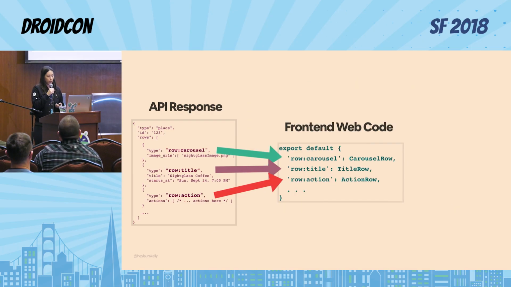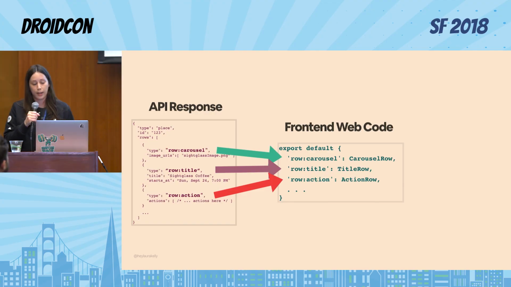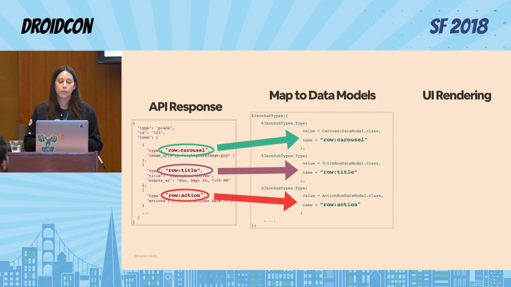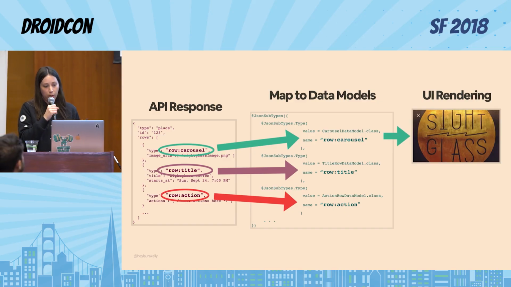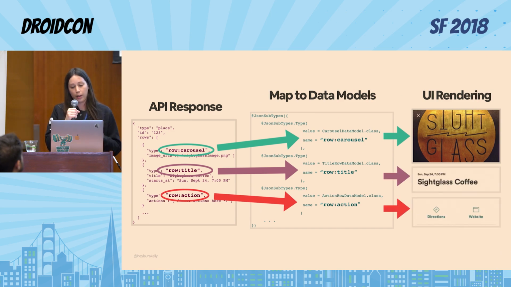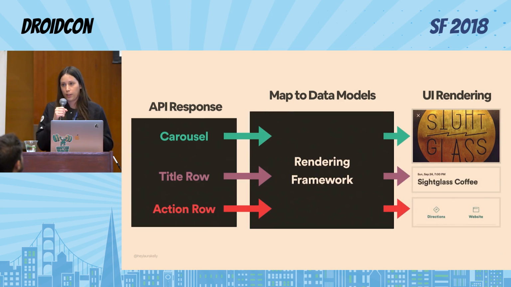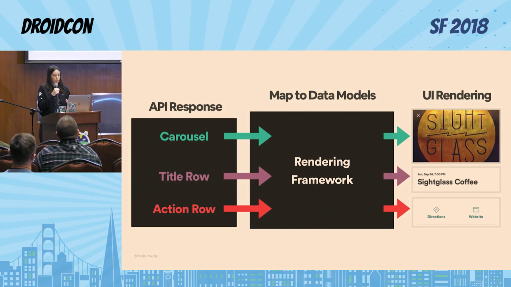Very similarly, this works pretty much the same on our front-end web code. It has a similar mapping. So once the client parses the API response into data models, they're then sent to the rendering layer and parsed into actual components rendered on the screen. So here we've got a carousel row, a title row, and an action. And this is fundamentally how it works on iOS and web as well. We just have an API response with some components. They get passed to the rendering framework and parsed into data models. And then those data models are mapped to a UI component.